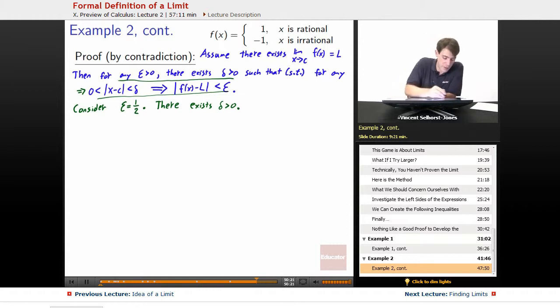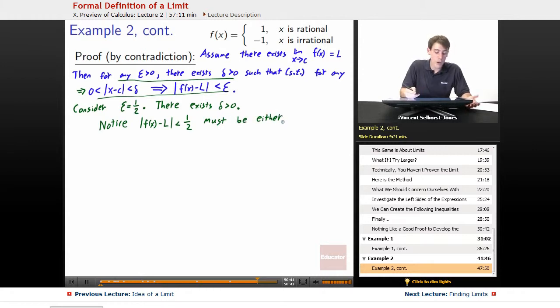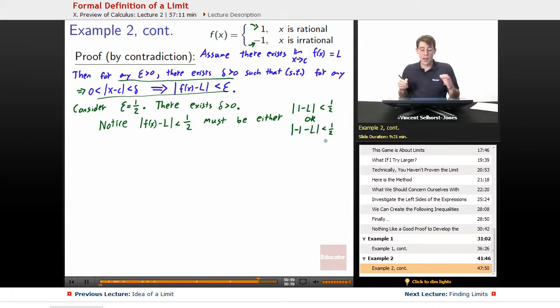So this epsilon equal to 1/2, notice, by the absolute value of f of x minus L being less than epsilon, we have, so notice that the absolute value of f of x minus L being less than 1/2 must be either, well, what are the possible values that can come out of f of x? 1 and -1. So it must be either the absolute value of 1 minus L is less than 1/2, or the absolute value of -1 minus L is less than 1/2. The distance that our f of x is from L must be less than 1/2. So either 1 minus L is less than 1/2 or -1 minus L is less than 1/2. That's what absolute value of f of x minus L less than 1/2 has to come out meaning.